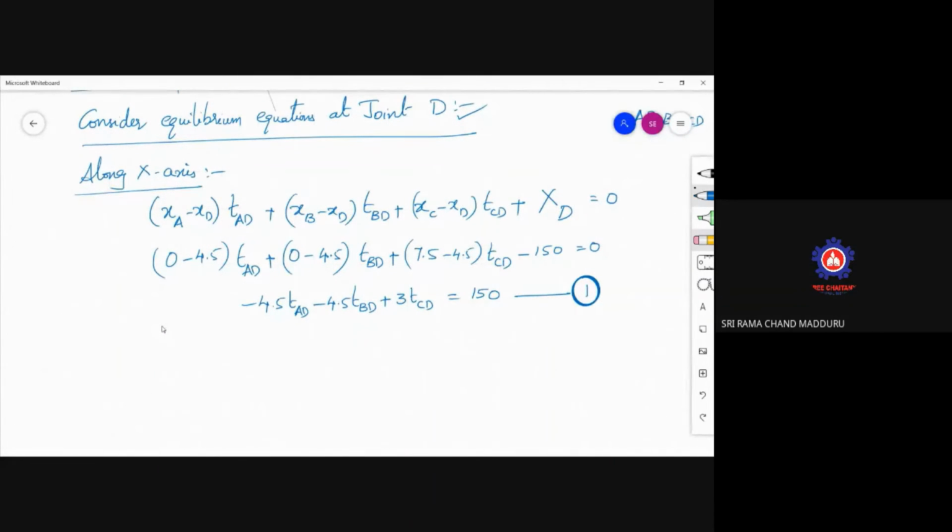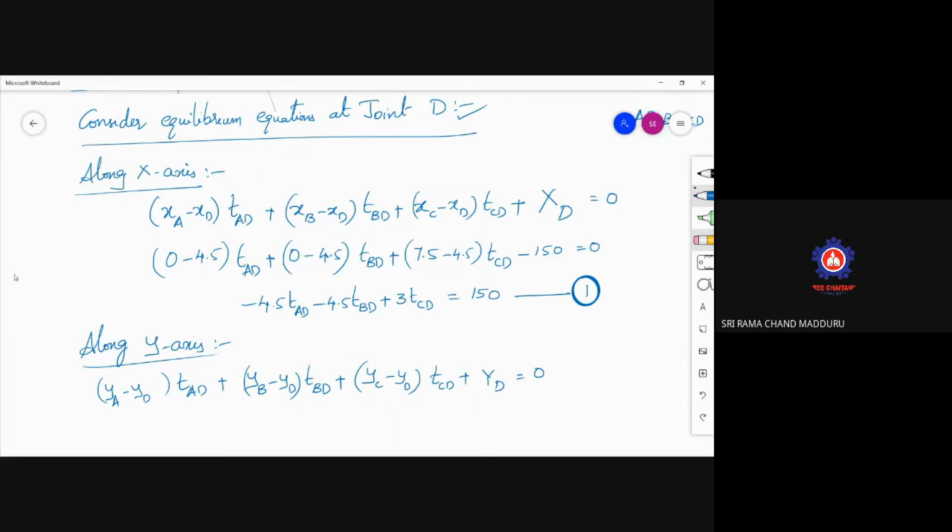Now along y-axis, just simply that TAD will be there, but this will be YA minus YD into TAD, plus YB minus YD into TBD, plus YC minus YD into TCD plus YD is equal to 0.